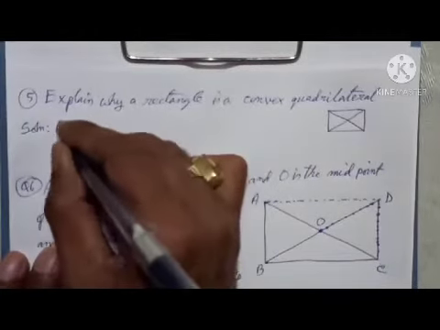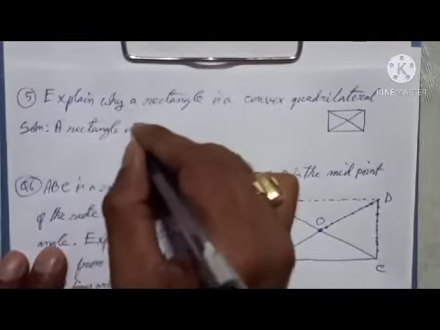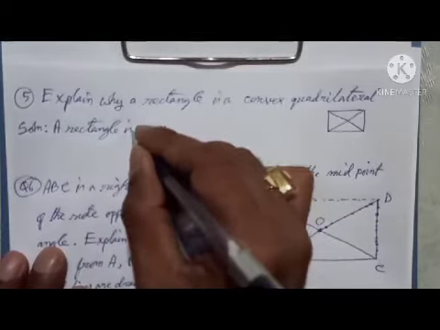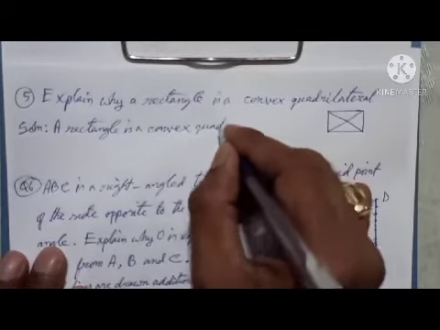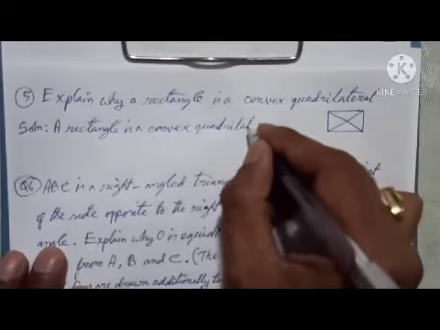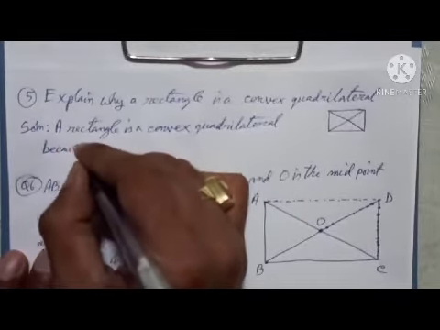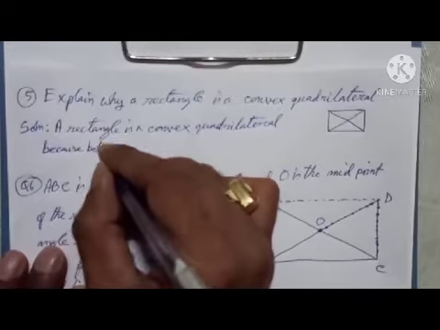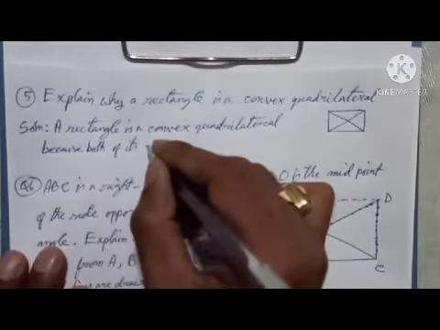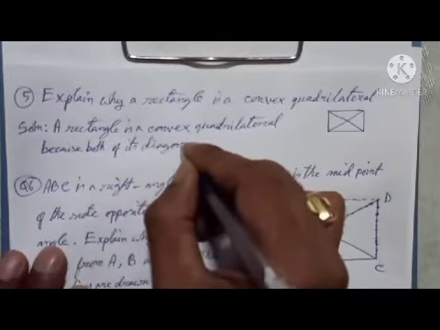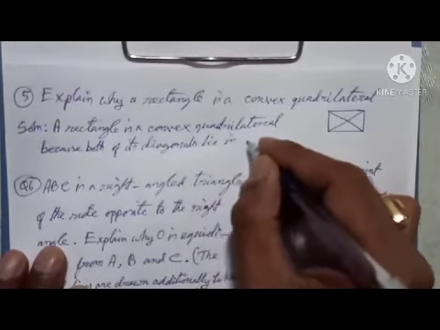A rectangle is a convex quadrilateral because both of its diagonals lie in its interior.